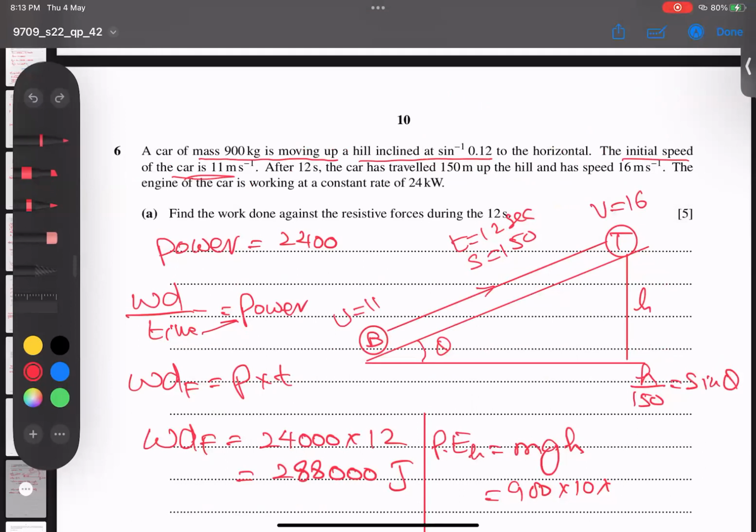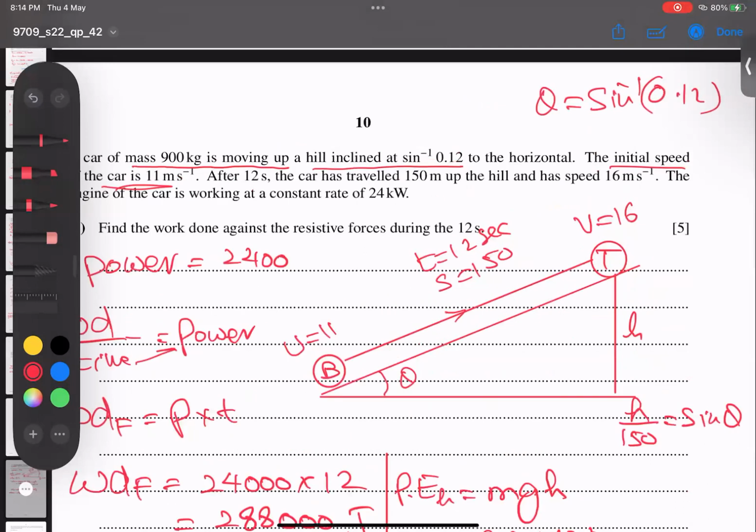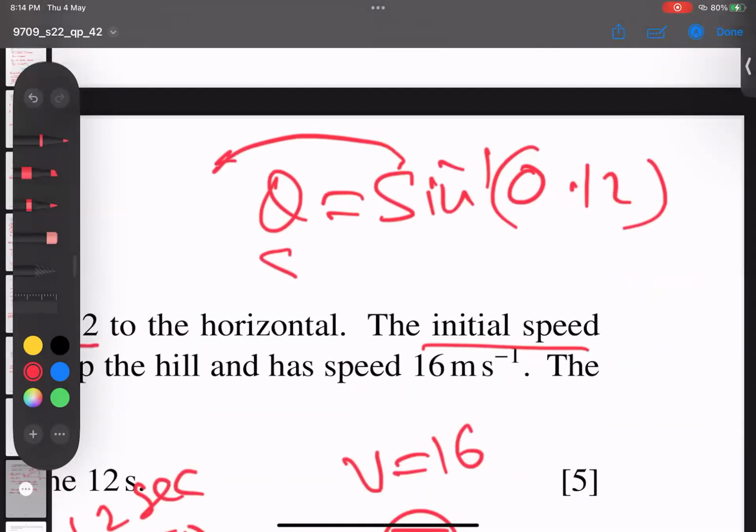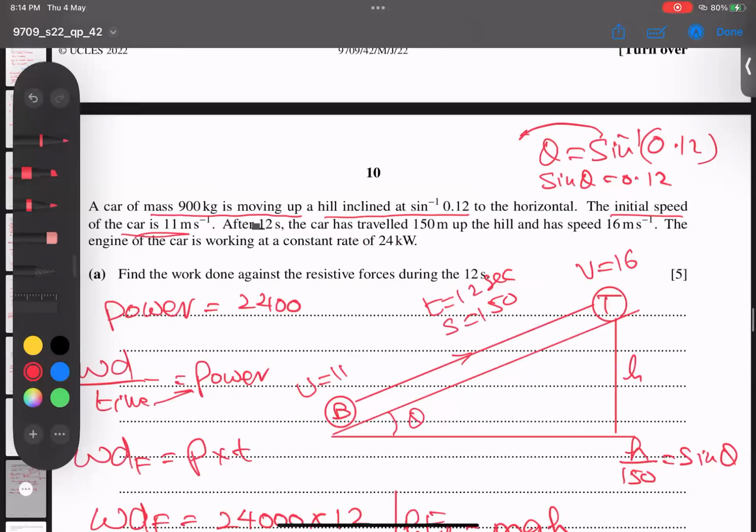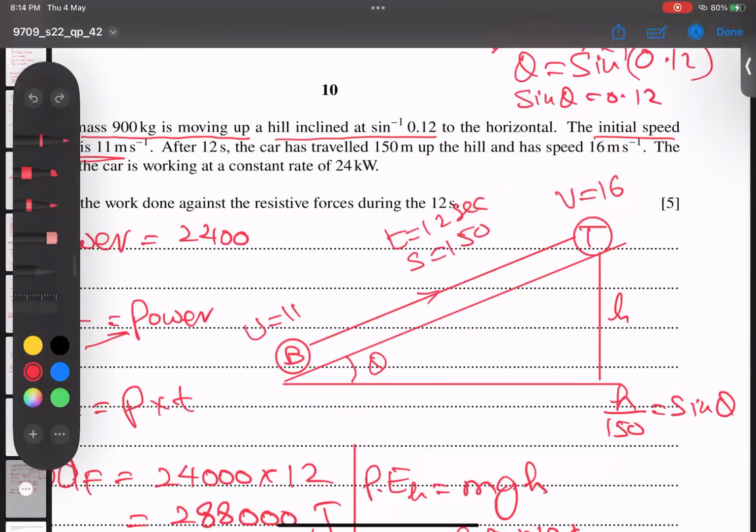Actually, I tell you one thing. Theta is equal to sine inverse 0.12, he has given us. If I bring this sine inverse to the left hand side, what will happen, students? It becomes sine theta is equal to 0.12. So in the place of sine theta, I can replace 0.12.